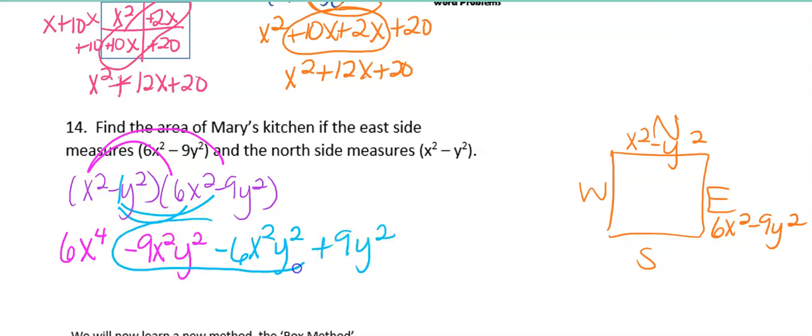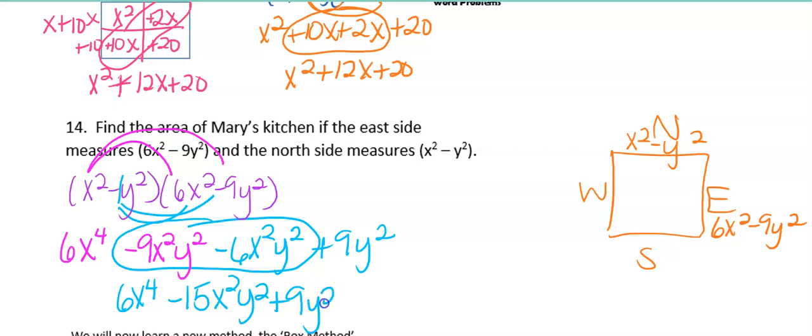Put those two middle terms together, because they have the same last name, and you're left with, let's see, negative 9 minus 6 is a negative 15, x squared y squared, plus 9y squared.